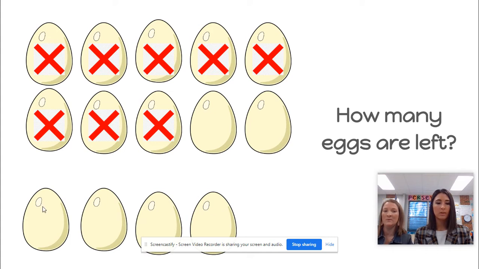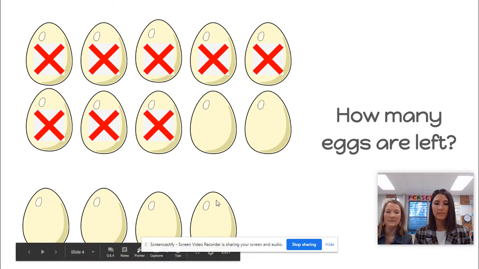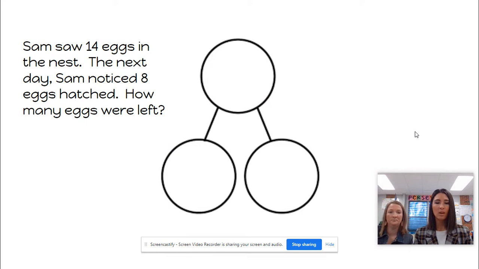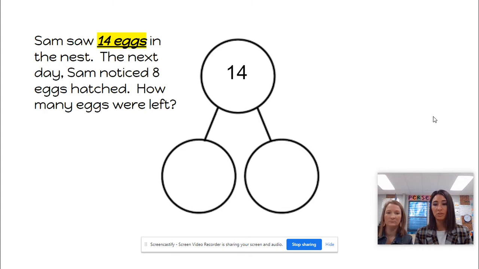1, 2, 3, 4, 5, 6. Ooh, this looks like a number bond. Okay, so I'm going to start with the total part of my number bond. So let's look at the total. How many did we begin with? Well, Sam saw 14 eggs in the nest. Let's see if you put that in the right spot. Did you put it in the total? I'm guessing they did. Okay, so what's the next part of our story problem that we know?